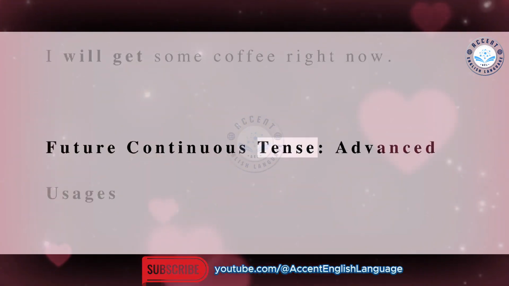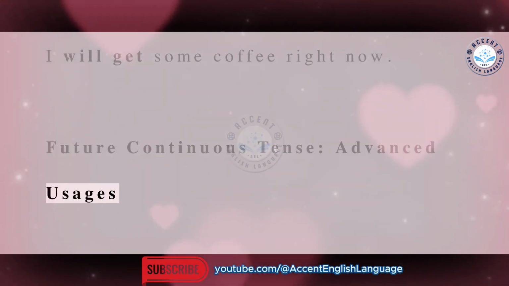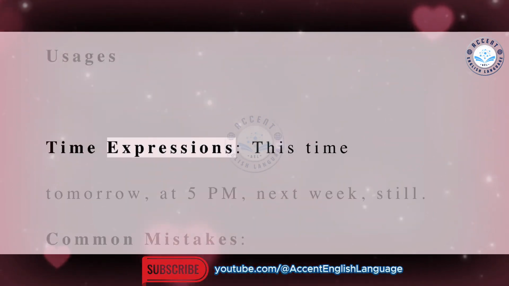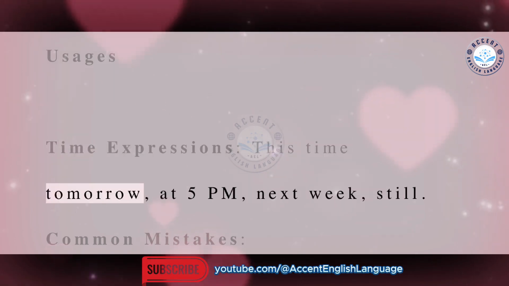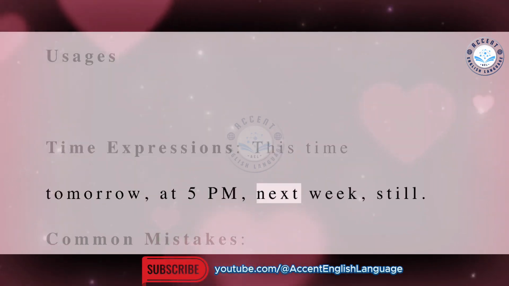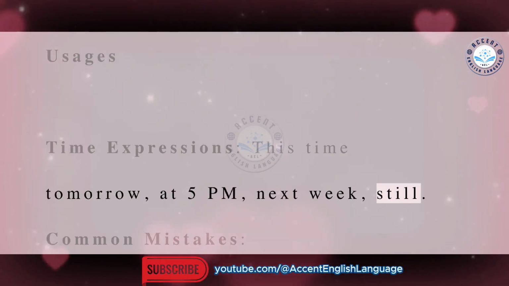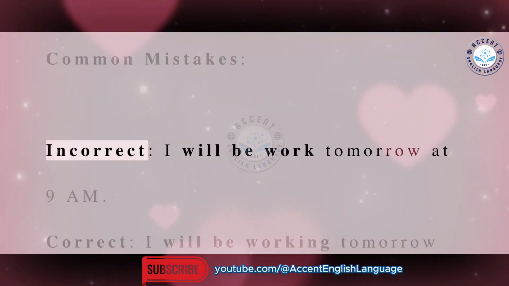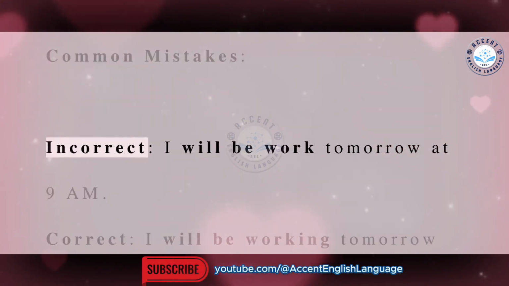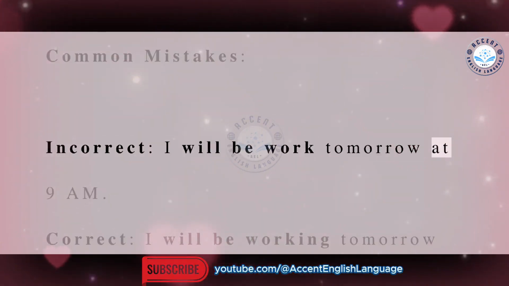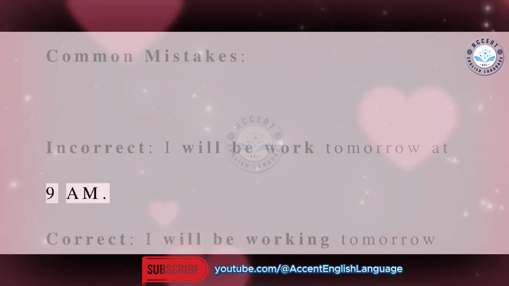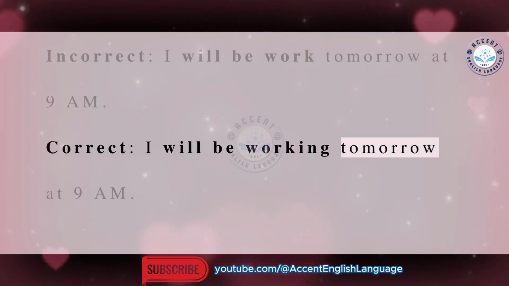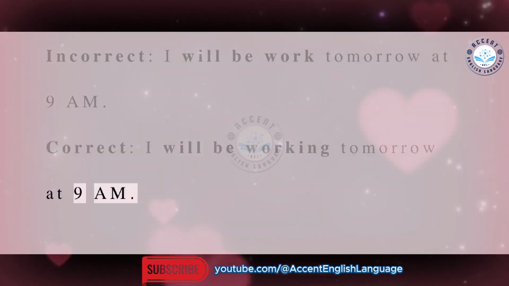Future continuous tense, advanced usages. Time expressions: this time tomorrow, at 5 p.m., next week, still. Common mistakes. Incorrect: I will be work tomorrow at 9 a.m. Correct: I will be working tomorrow at 9 a.m.